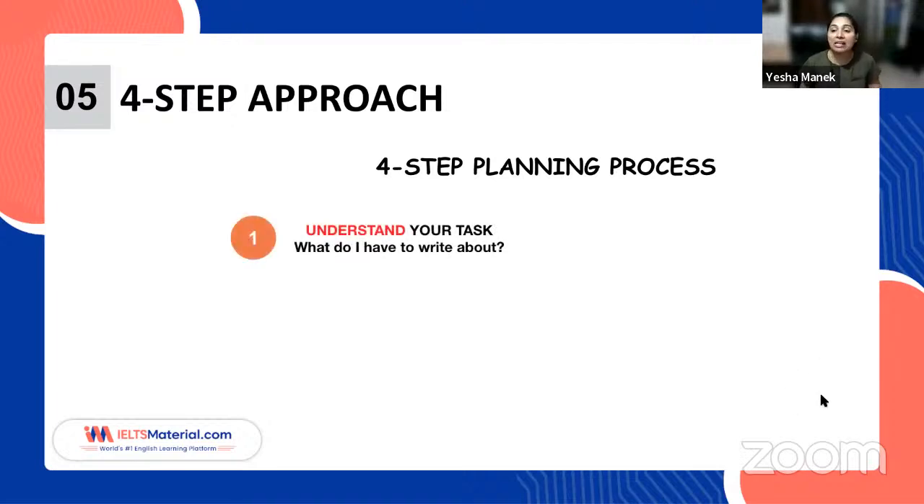The first one is understand your task. I made you understand with the structure what actually you should do. That is, what do I have to write about? For example, if it is said, what is your opinion? You clearly understand that you have to present your own opinion. If they say, what are the advantages and disadvantages, it clearly says that you have to write about the benefits and drawbacks of a particular situation. If it says that you have to talk about a bar graph, you have to understand that it's a bar graph and you're going to explain that particular diagram. So the first task that you would do is understand your task.